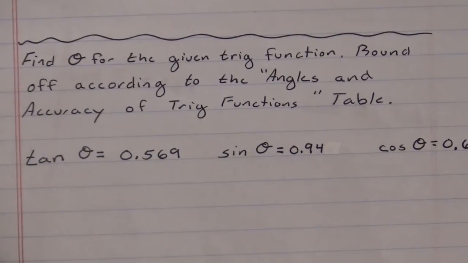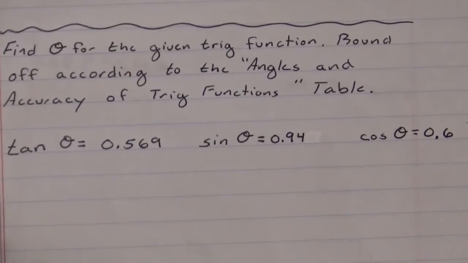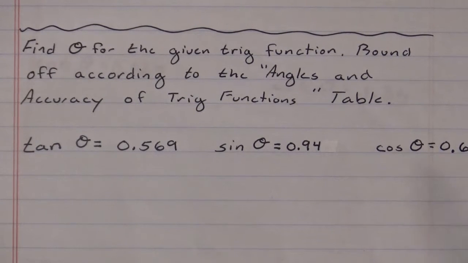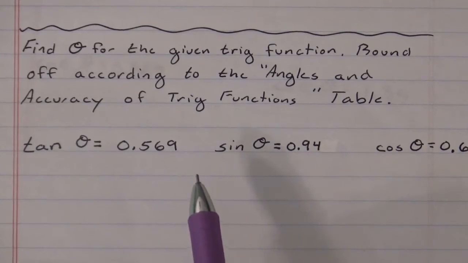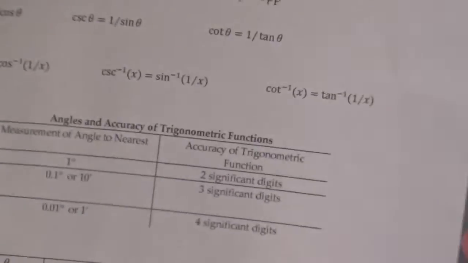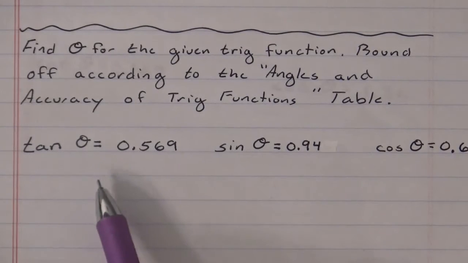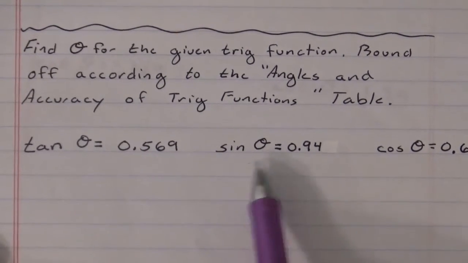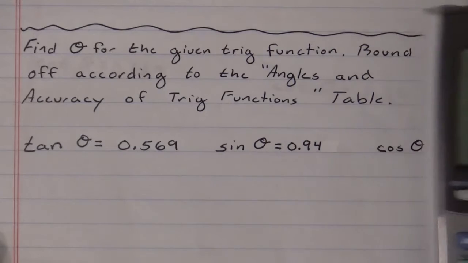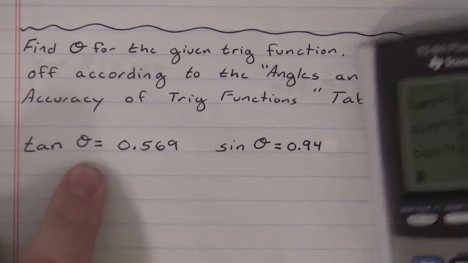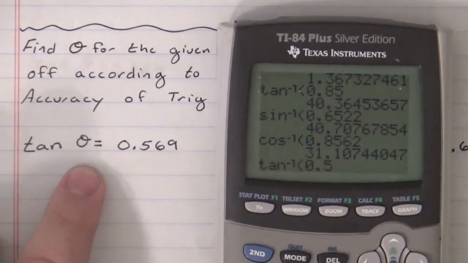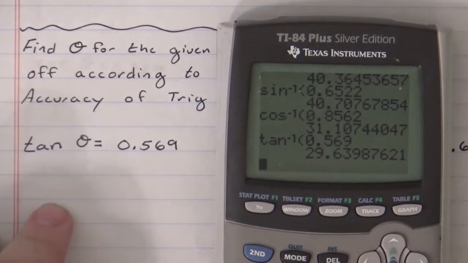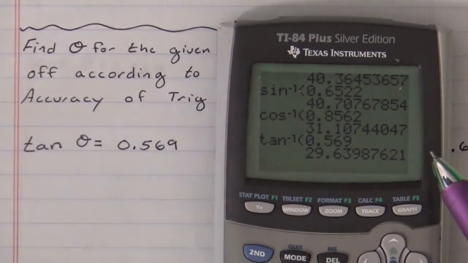All right, so we got more of the same here. I think you could probably do these on your own, but you're trying to find out what theta is using this information, and you're going to do something a little bit backwards. You're going to be using this chart again. So let's do the first one together, and then I'm just going to let you do the other two on your own. So we need to find out what theta is. We hit second tangent to find the inverse tangent of 0.569, and what we get is this long number, 29.63 and so on.